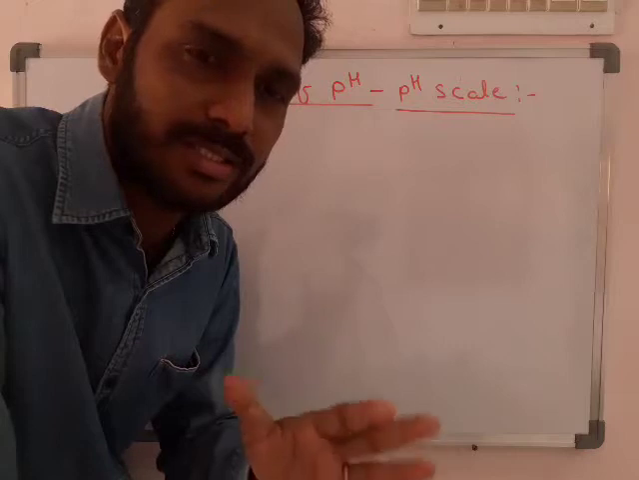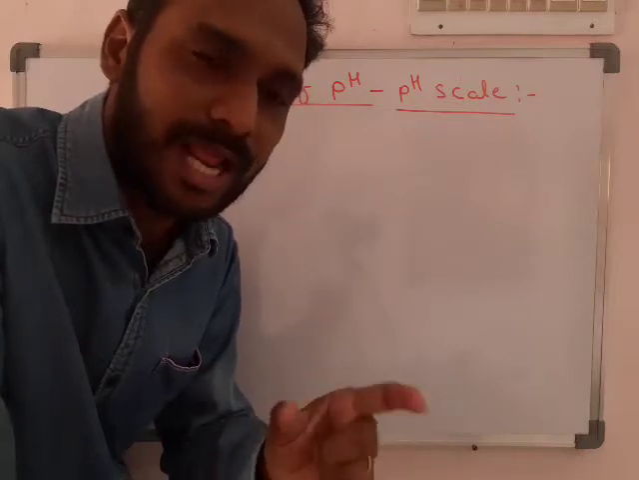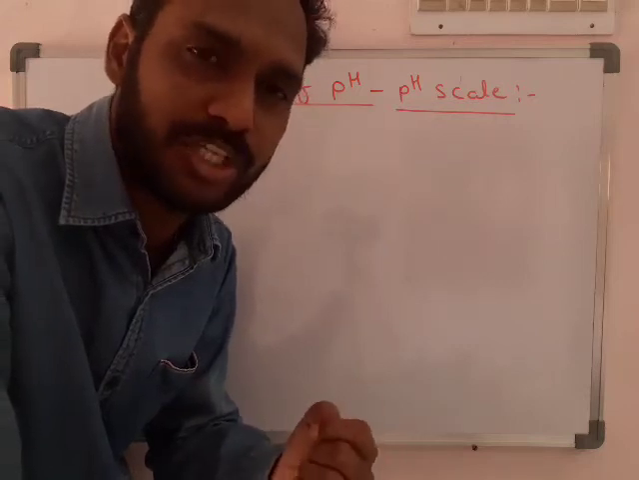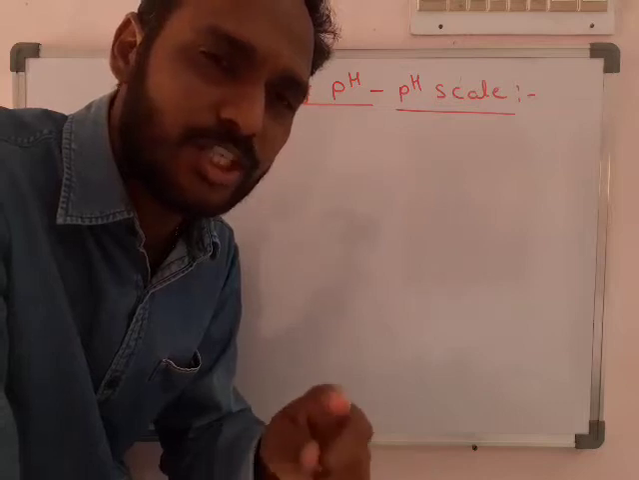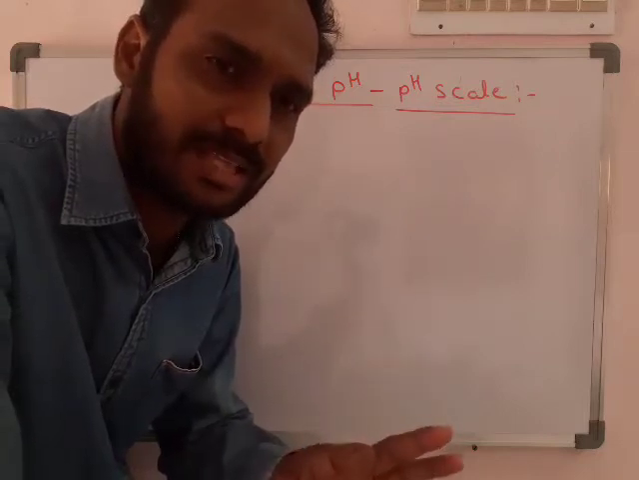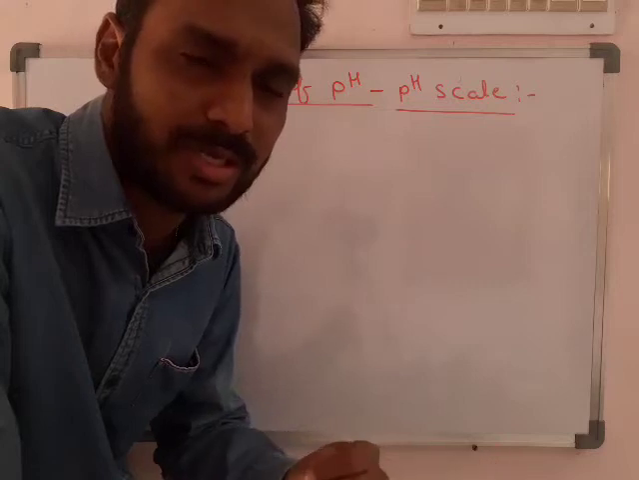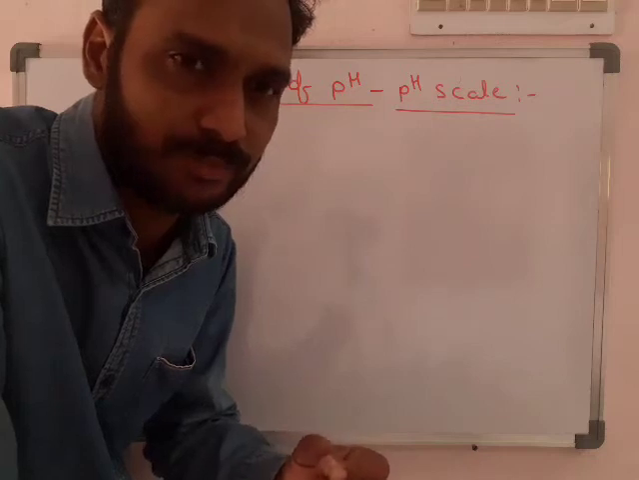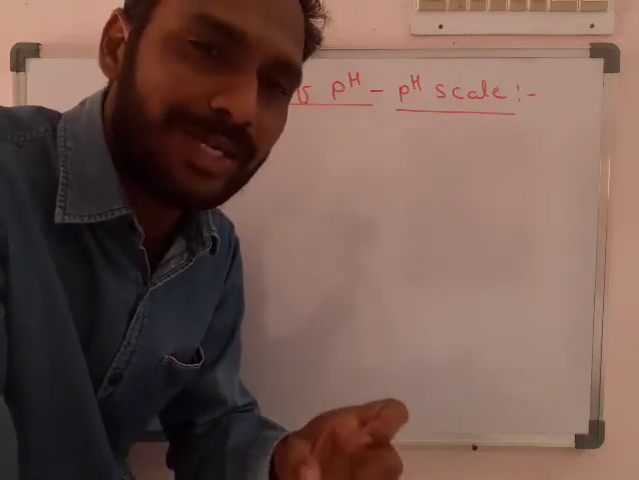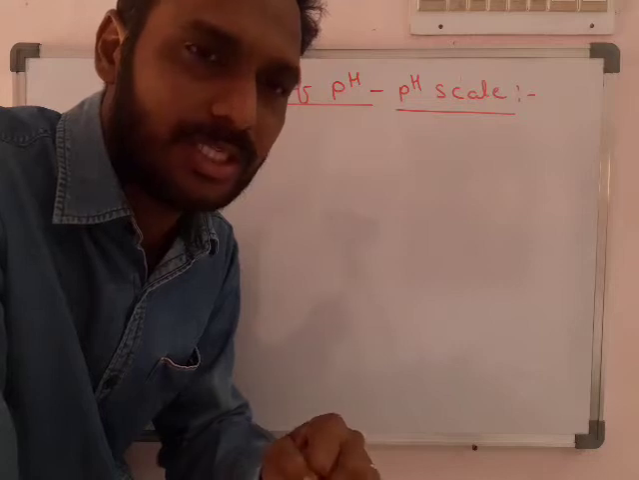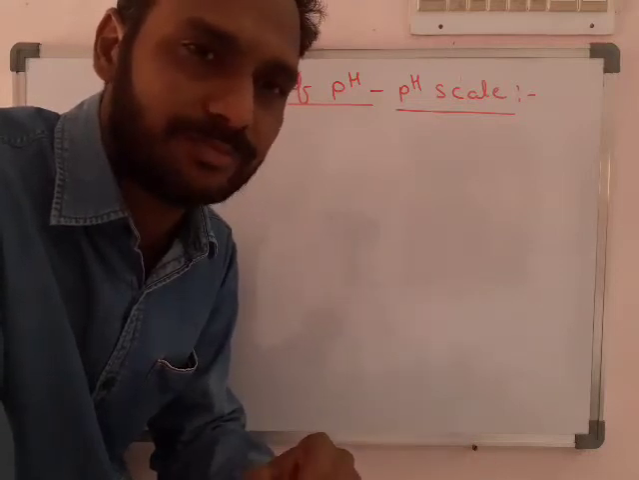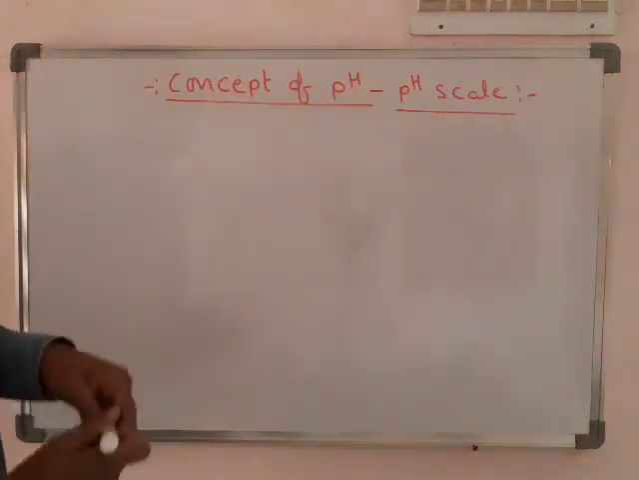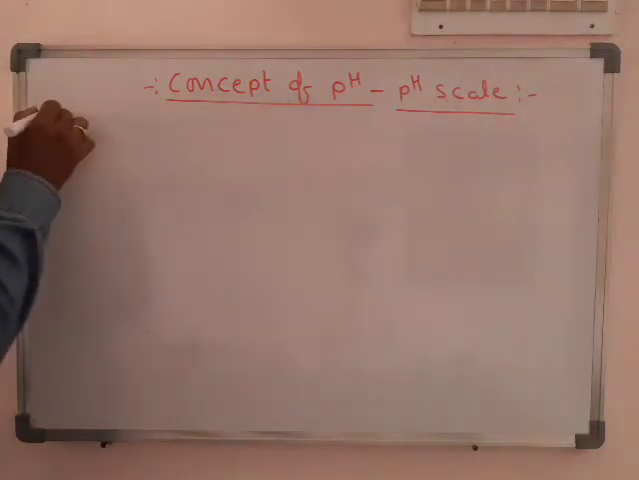But what is the change? There is a change in the strength. For acids, there is a change in the H+ ion concentration. For bases, there is a change in the OH- ion concentration. If H+ concentration changes in acids, OH- also changes automatically. In bases, if OH- concentration changes, H+ also changes. To compare their strength, a new concept was introduced by Sorensen, called the concept of the pH scale.